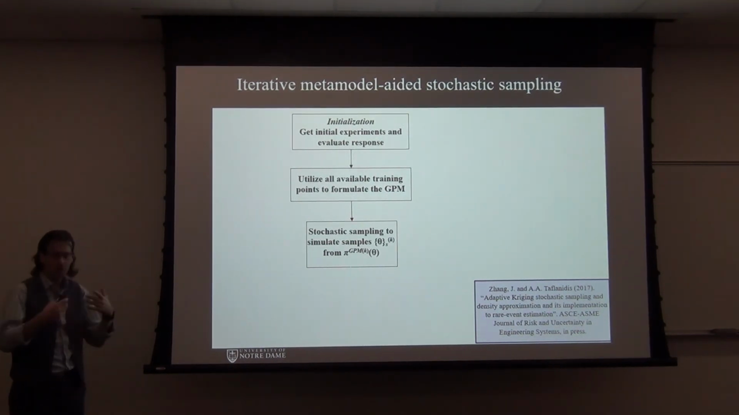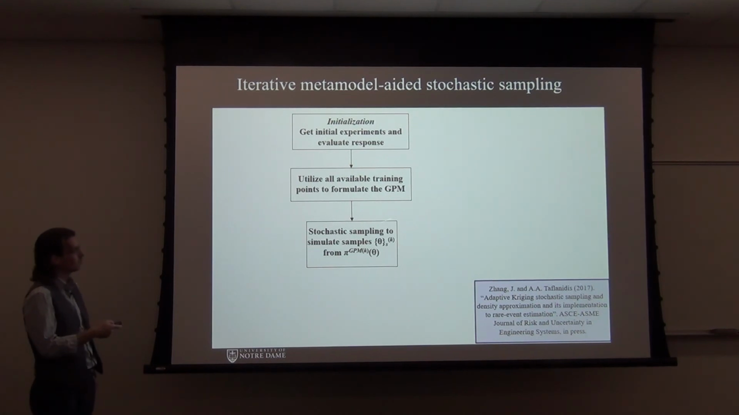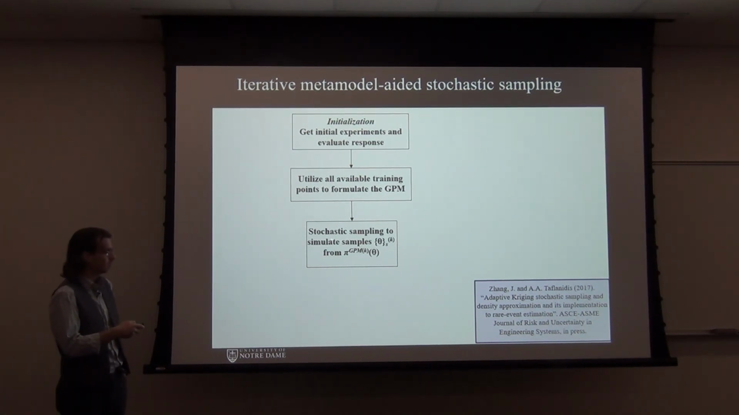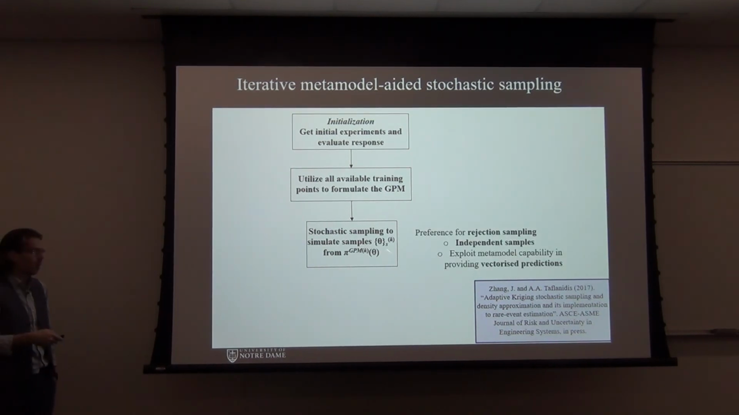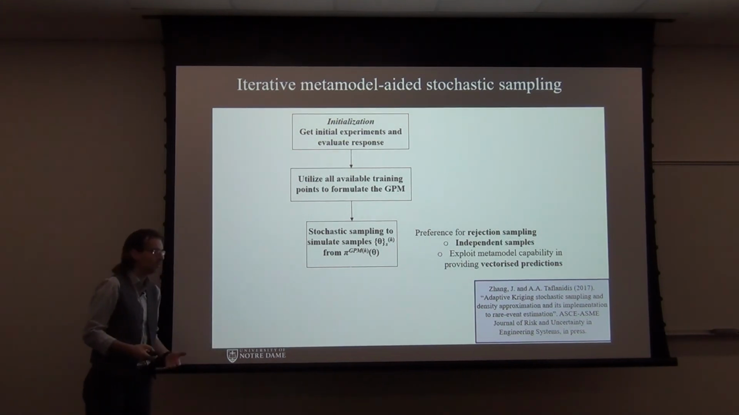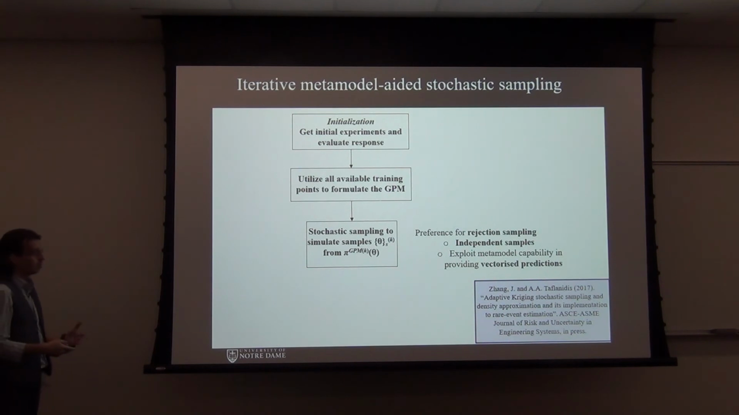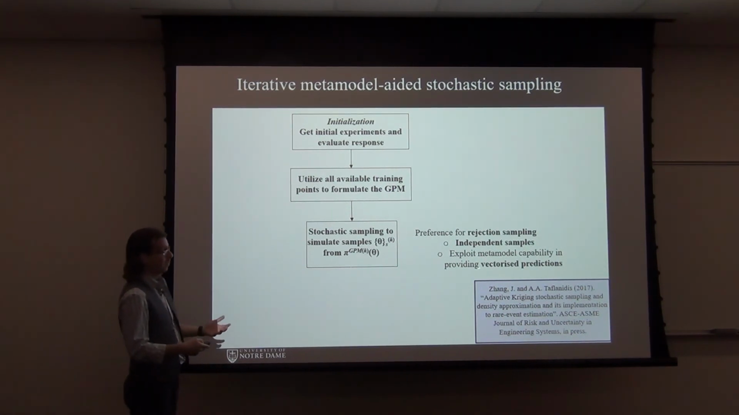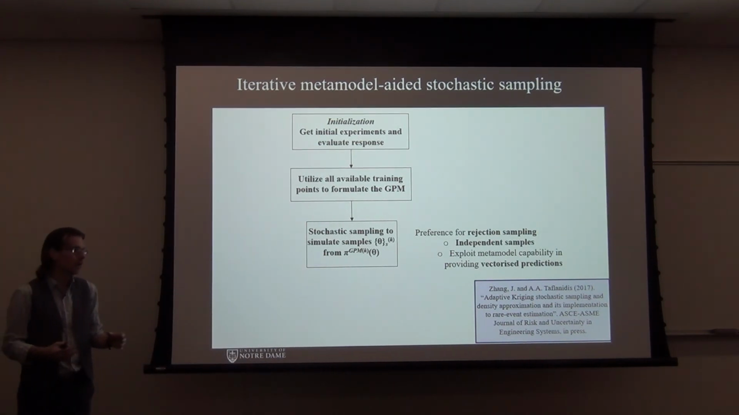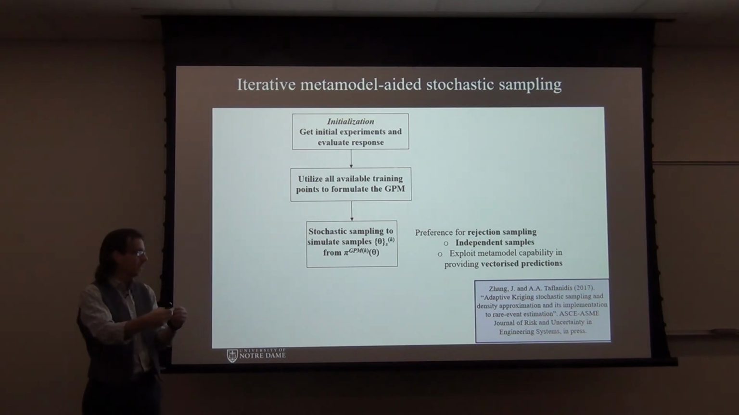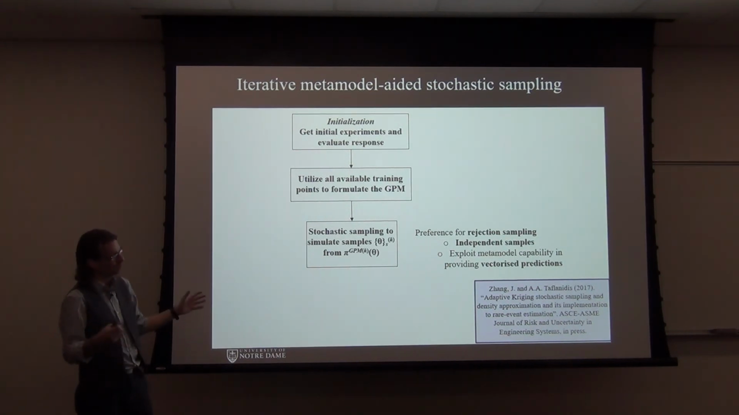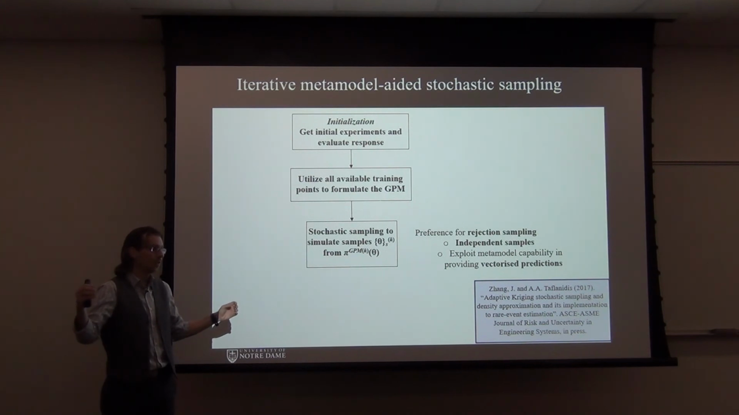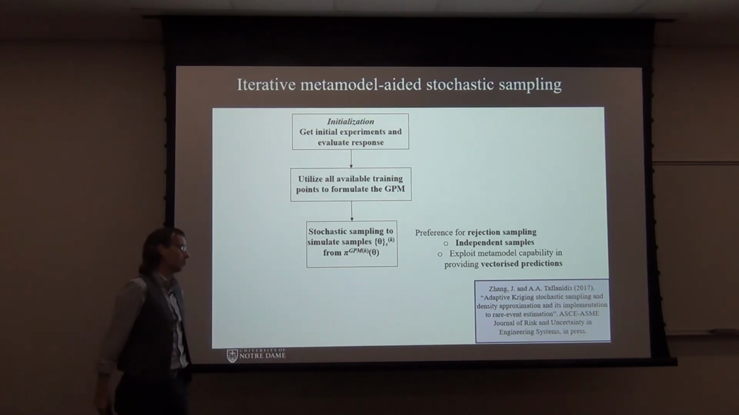And again, how the iterative implementation is going to work: we get some initial experiments, we develop our Gaussian processes, then we use stochastic sampling to simulate samples from the approximate target density. And generally we have a preference for rejection sampling for a couple of reasons: because it gives you independent samples, and also because we can exploit the metamodel's capability for providing vectorized predictions. If you were doing something like MCMC, because you have dependency between the samples in a Markov chain, you cannot efficiently leverage these vectorized predictions, unless you rely on independent chains that you simultaneously propagate.